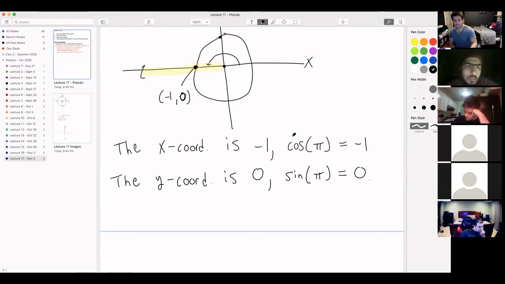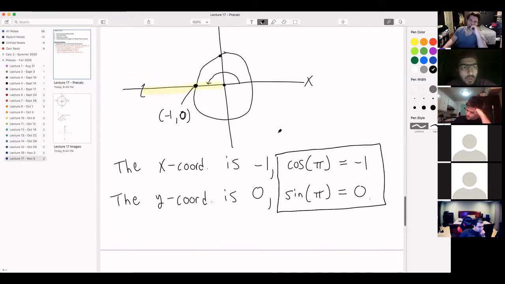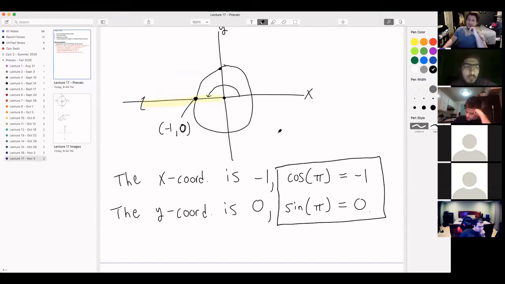If you were to substitute cosine and sine by their trigonometric definitions, so for instance, cosine is adjacent over hypotenuse, does the bottom part of the denominator have to be 1 in order for that value to be -1?